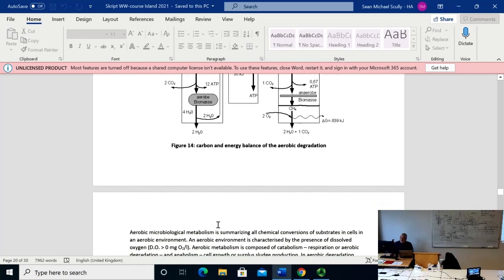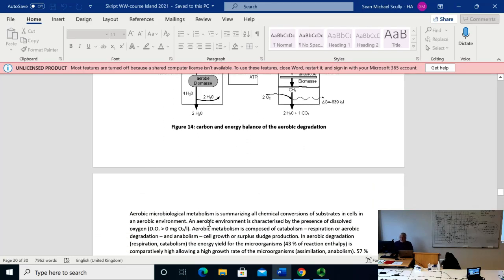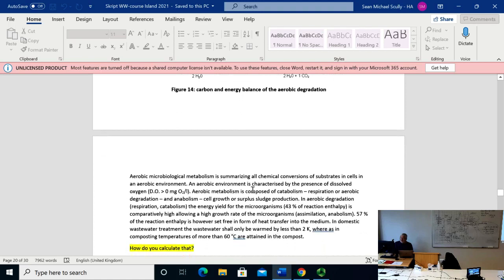Carbon and energy balance of aerobic and anaerobic metabolism. Aerobic metabolism is summarizing all chemical conversions of the substrates and cells in an aerobic environment. An aerobic environment is characterized by the presence of dissolved oxygen. Dissolved oxygen needs to be above 0. Aerobic metabolism is composed of catabolism, as all other metabolisms as well, which in aerobic metabolism is the respiration or aerobic degradation, and the anabolism, cell growth or surplus sludge production.